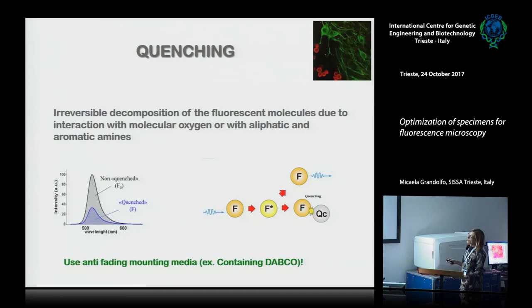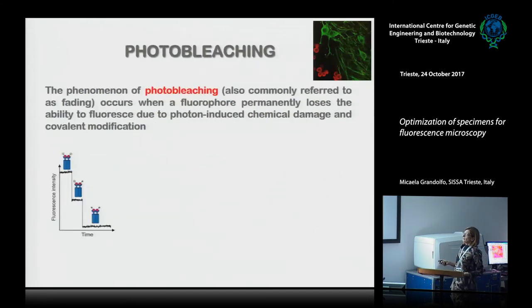It receives light, it goes to an excited state, and here the fluorophore has two choices. It can go back to the ground state, emitting light, or it can transfer this energy to a quencher, but in this case, of course, no fluorescence happens, okay? This is in a very schematic way what happens, and this is the reason why you need to use an anti-fading, for example, as Dabco, in your mounting media, or you have to buy a mounting media containing an anti-fading agent.